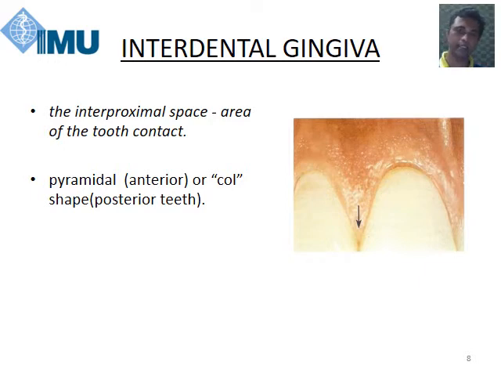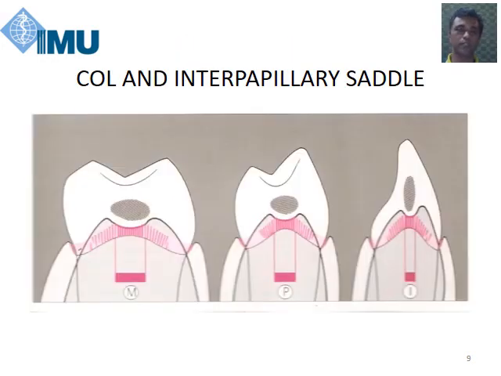I'd consider that it is a part of the marginal gingiva, but present in the interdental region. So this is the interdental region. You'll find that this portion of gingiva is called the interdental gingiva or interdental papilla. It forms a papilla, or a pyramidal structure if it is in the anterior, and it forms a col structure if it's in the posterior. Let's see both of them. This is the anterior teeth and this is the posterior teeth.